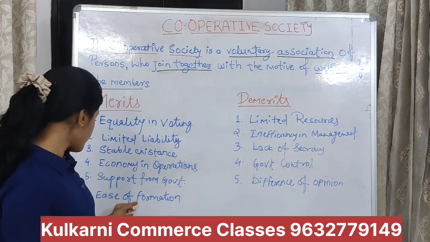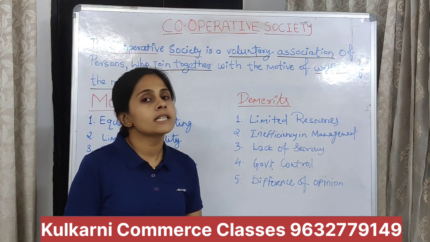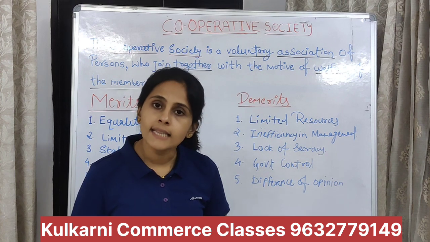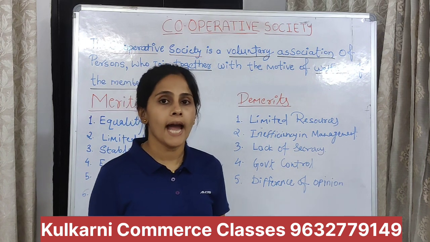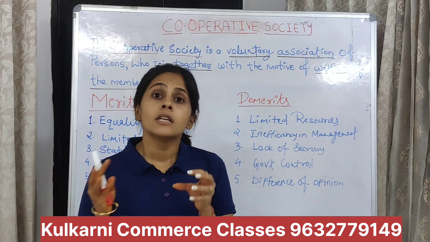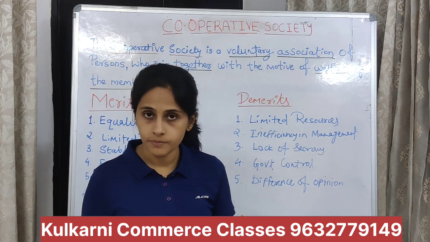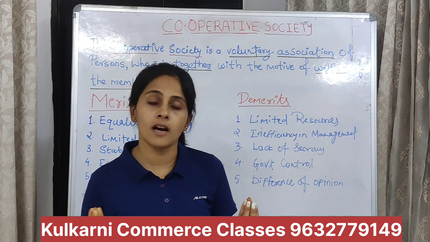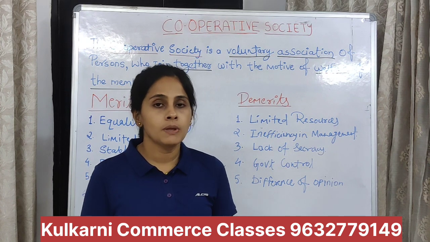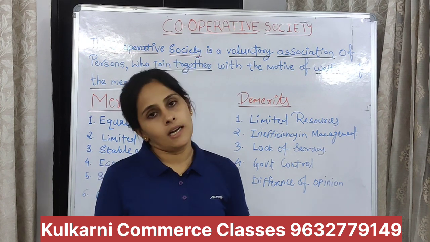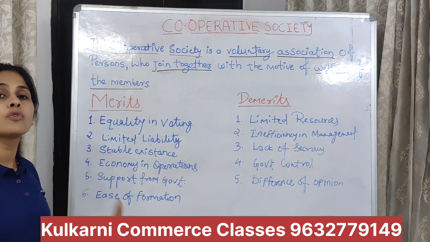Next one is ease of formation. In case of the formation, consent of at least 10 members is needed. 10 members will come together and they will start the cooperative society by registering under the Cooperative Societies Act 1912. The legal process is easy here. No difficult legal formalities are involved. Critical legal formalities and licensing are not involved here. Easy formalities are there. Easily the 10 members, minimum 10 members are required, and they can start the cooperative society. Okay, these are the positive points or merits of a cooperative society.